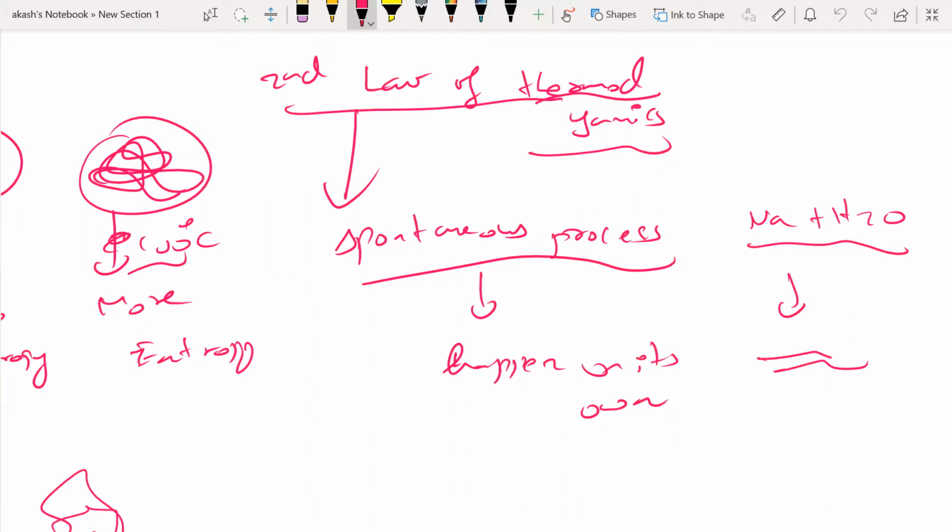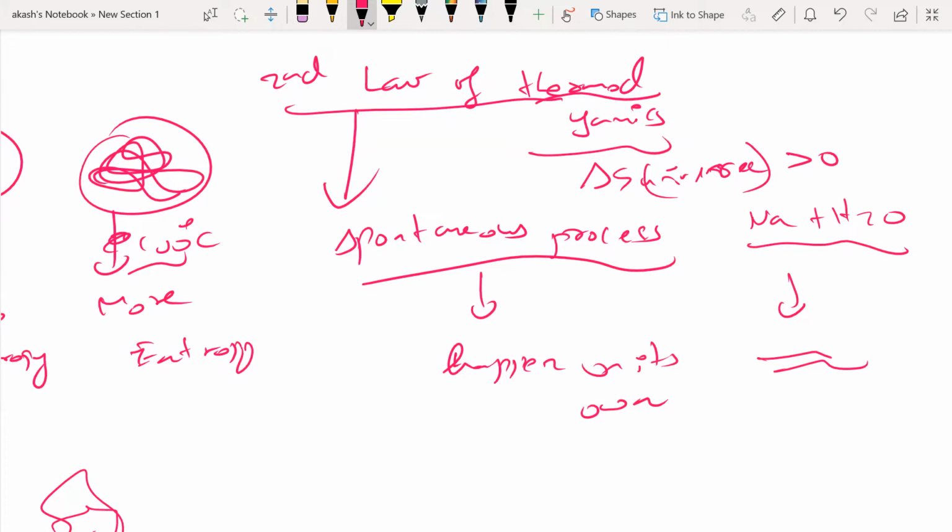Now the second law of thermodynamics talks about the condition for a process to be spontaneous. What is the condition for a particular process to be called spontaneous or not? The second law says that for a spontaneous process, delta S universe, the change in entropy of the universe, should be greater than zero. That is, the entropy of the universe should increase by doing that process.